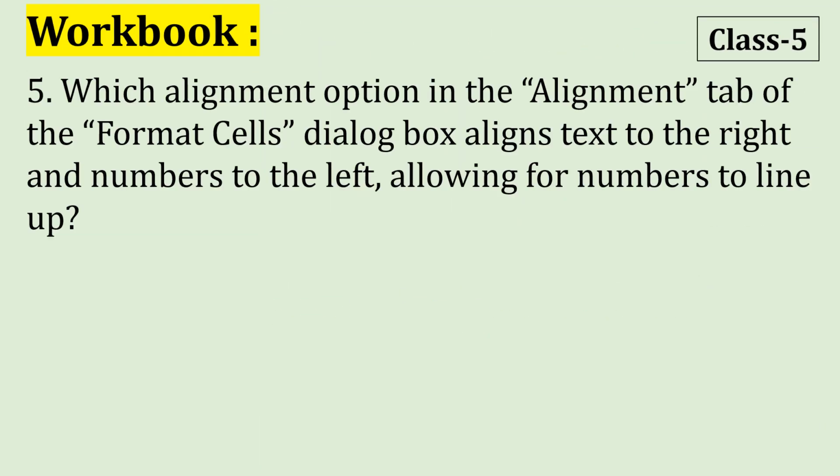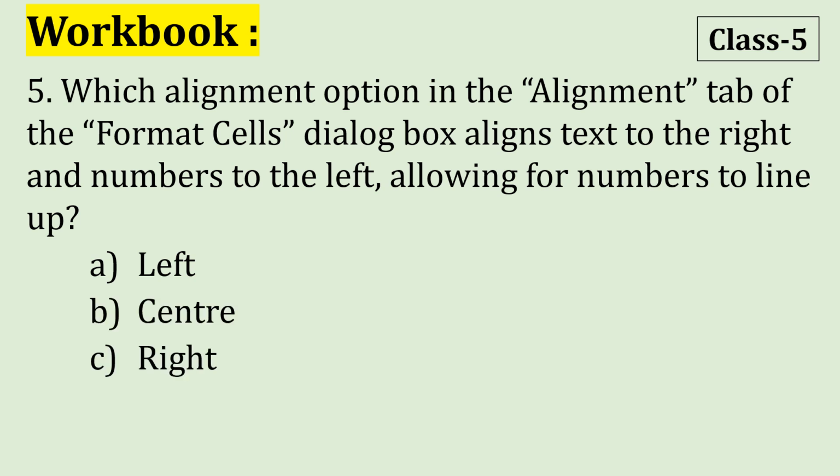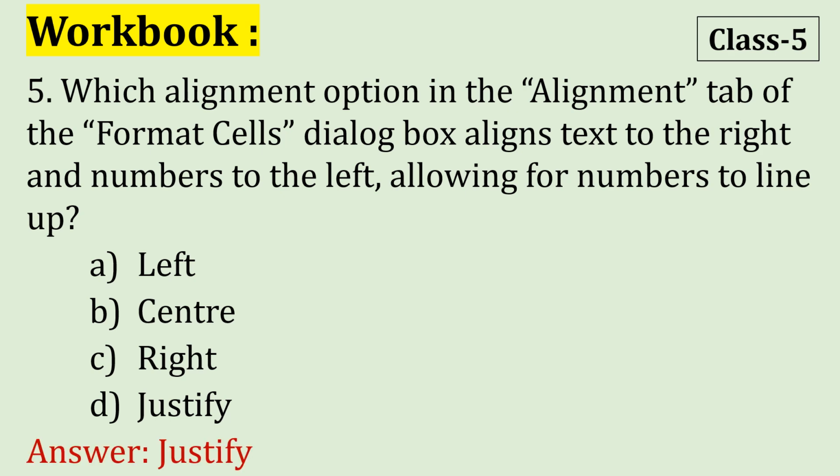Next question. Which alignment option in the Alignment tab of the Format Cells dialog box aligns text to the right and numbers to the left, allowing for numbers to line up? Options are A. Left, B. Center, C. Right and D. Justify. And the answer is Justify.